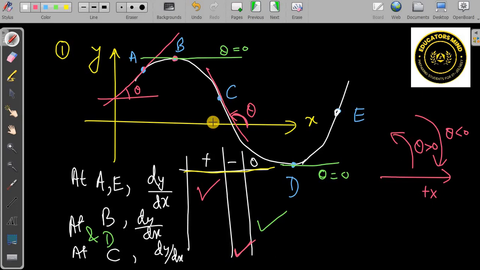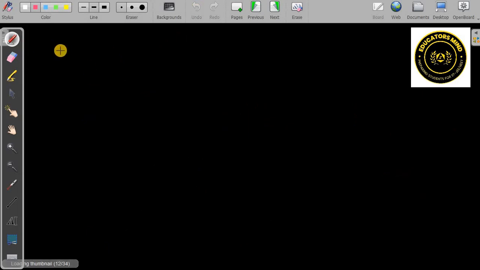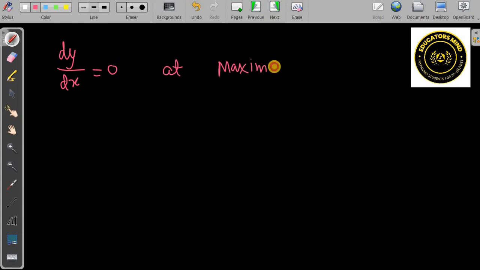Understood? So now here there's an important concept that at maxima and minima the slope is 0. That's why we say at maxima and minima slope is 0. Okay, let's note this important point: dy by dx is equal to 0 at maxima and minima.